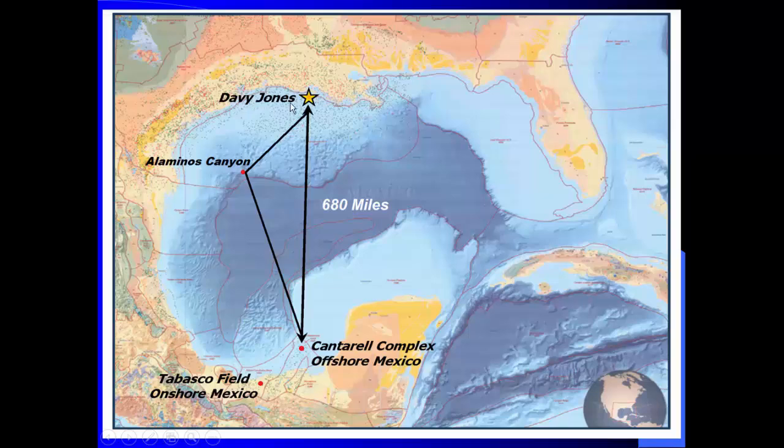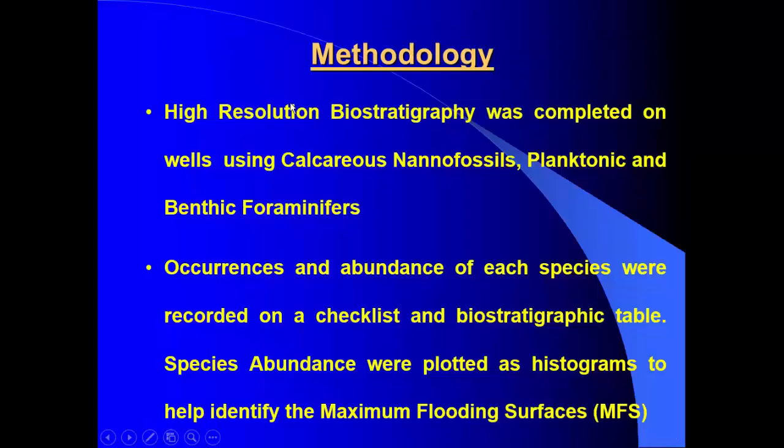The methodology that we're going to do is the high-resolution biostratigraphy was completed on wells using calcareous nanofossils and planktonic forams and doing the paleo water depth interpretation. So the occurrences and the abundances of each species were recorded on a checklist and a biostratigraphic table. Species abundances were plotted as histograms to help identify the maximum flooding surfaces.